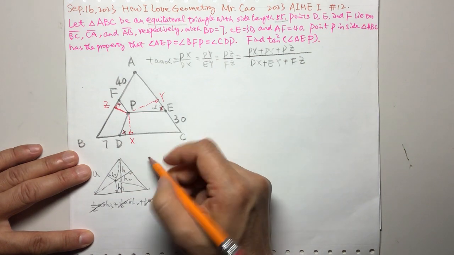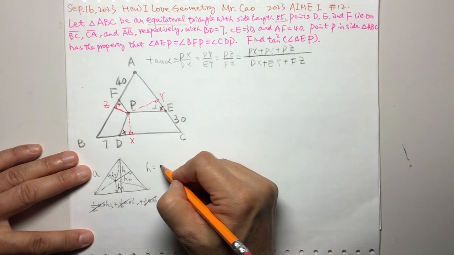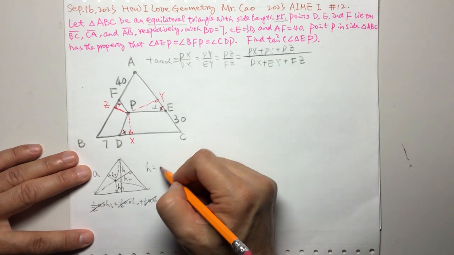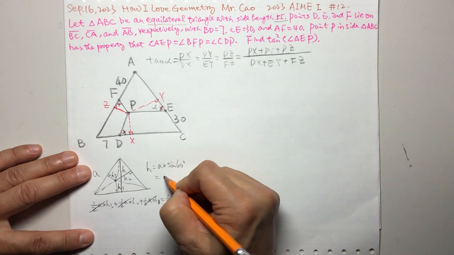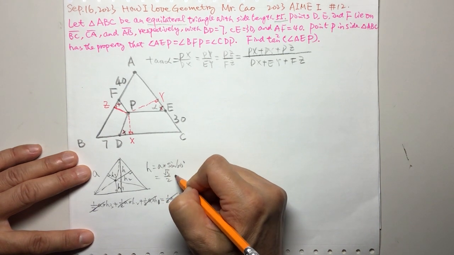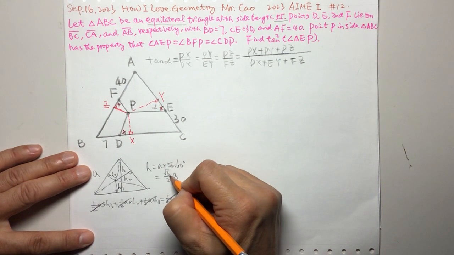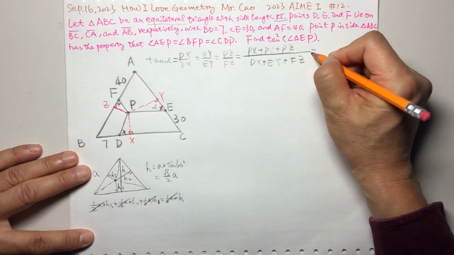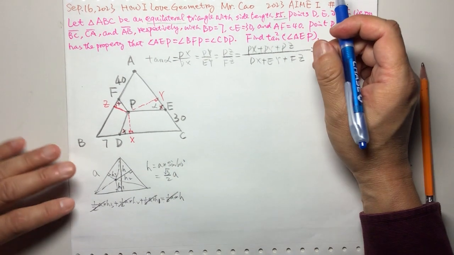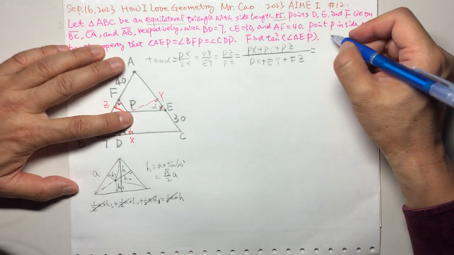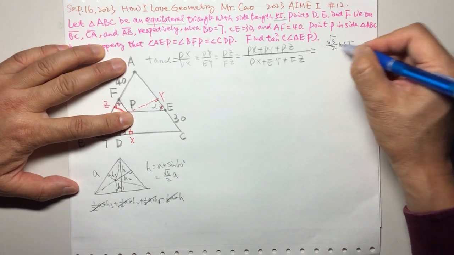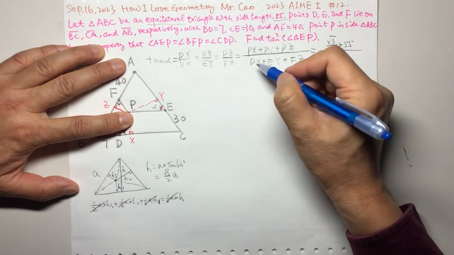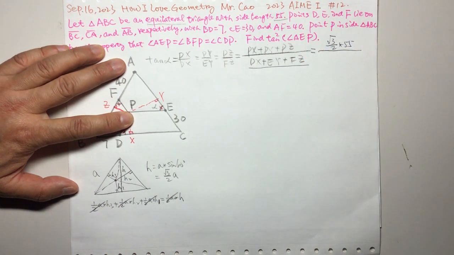And H equals how much? Equals A times sine 60 degrees, so it's square root of 3 over 2 times A. And for this problem, we get square root of 3 over 2 times 55. Okay, now we just want to find this one.